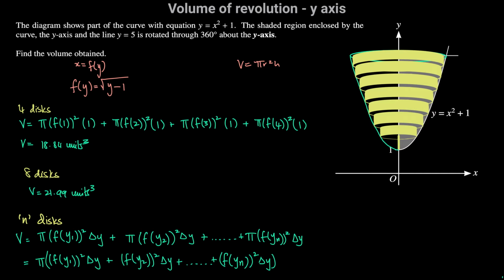So in the first example, n was equal to 4 since we had 4 disks, and the height of each of those disks was 1 unit, that's 4 divided by 4. In the second example, we had 8 disks, and the height of each of those disks was 0.5 since we had those 8 disks spanning a height of 4 units.